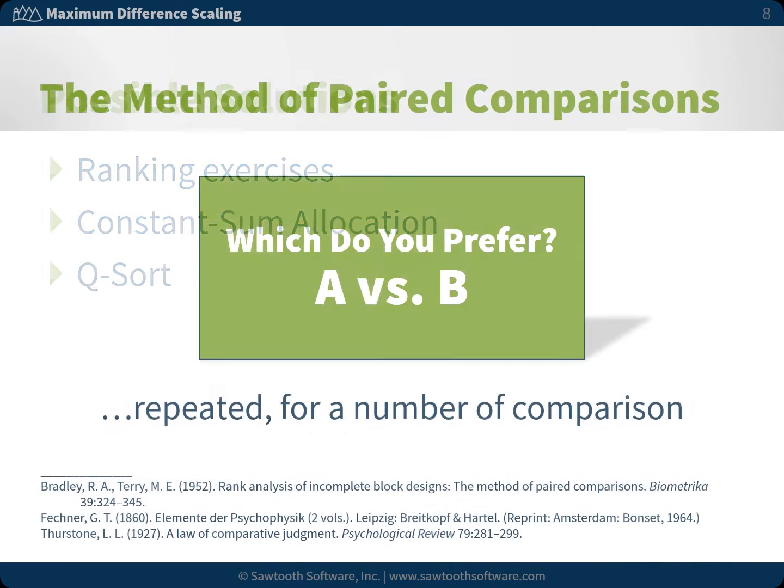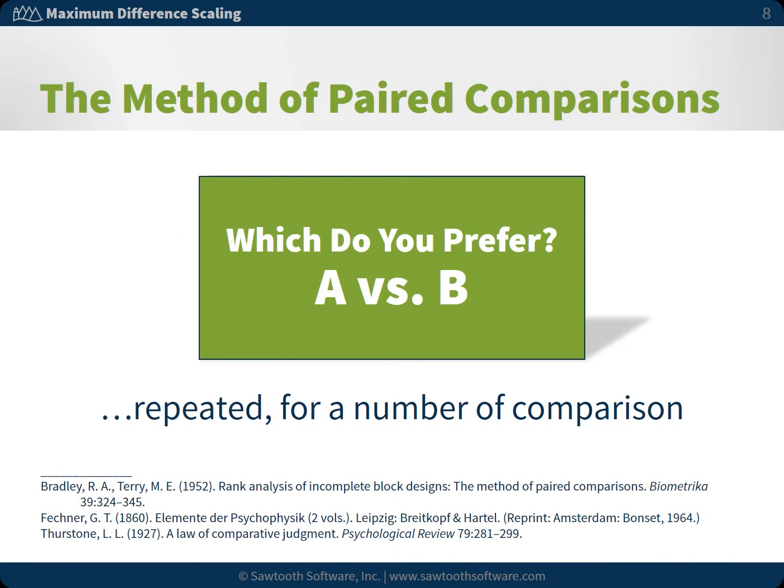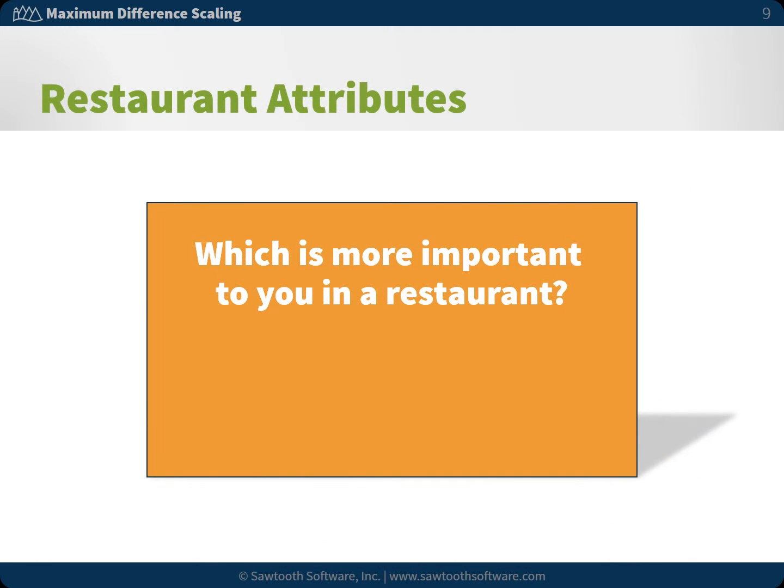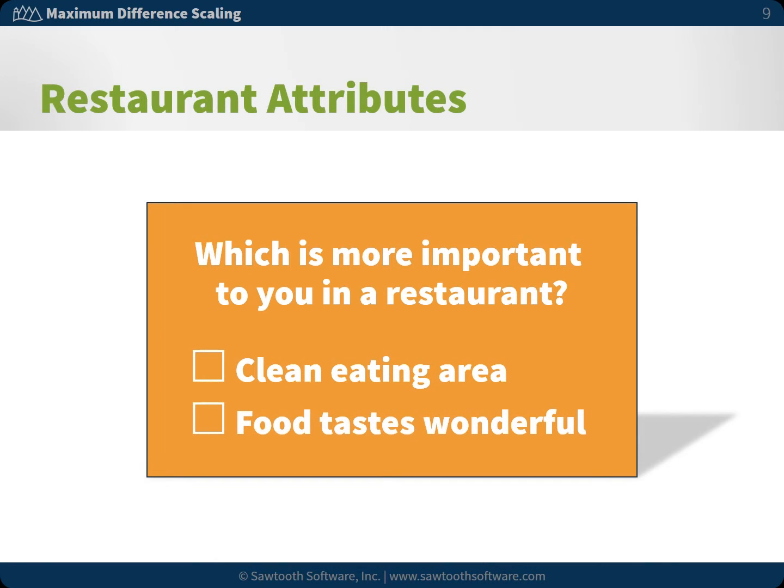The method of paired comparisons simply displays a binary comparison, and you simply choose which one you prefer or desire. This is repeated for a number of comparisons. It is a very old technique, but a very good technique. For example, let's suppose you were defining some attributes for a restaurant. One of your questions could ask, which is more important to you in a restaurant? A clean eating area, or that the food tastes wonderful?